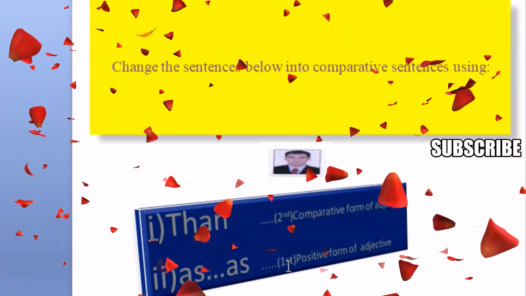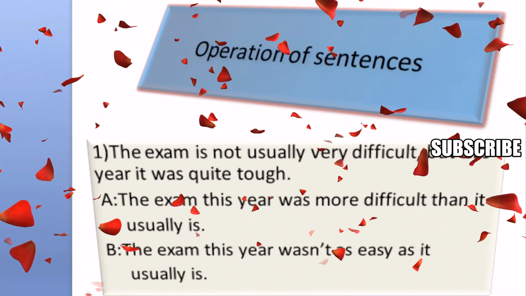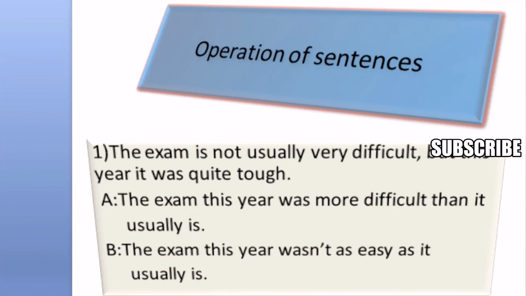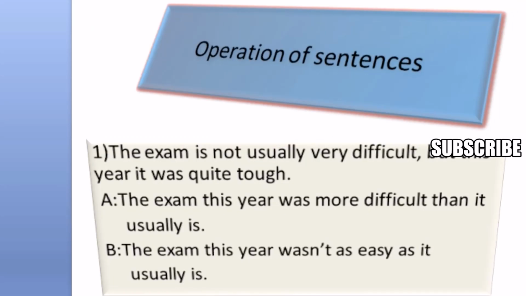So let's go to the sentences and do the operation of the sentences, my dear. But while doing the operation, you need to follow some rules and instructions. Otherwise, it might be wrong, and you might fail in the operation. So let's have a look at the rules once again. While using "than", you need to use the second form of adjective. While using "as...as", you need to use the positive form, or the first form, of adjective. Let's go to the questions, my dear.